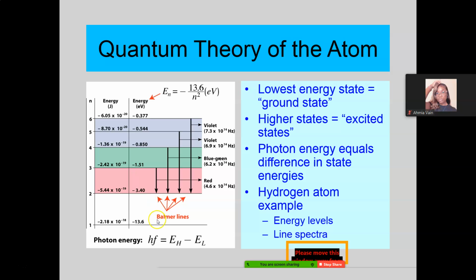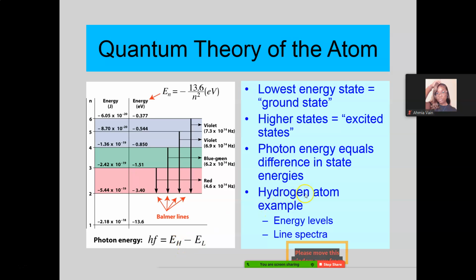Okay. Now, your photon energy, remember Bohr's constant? No, Planck's constant, h. h times the frequency is equal to the difference between those energy states. The high minus the low. This high minus that low. This high minus that low. This high minus that low. These are the energy states. Okay. Now, that's what this means. The photon energy equals the difference in the state energies.